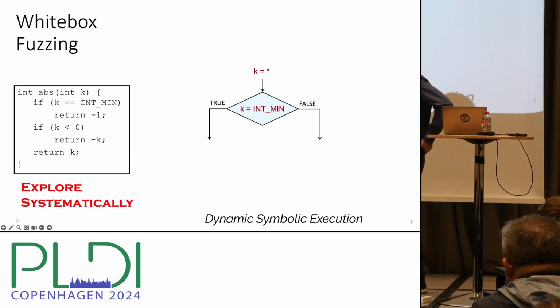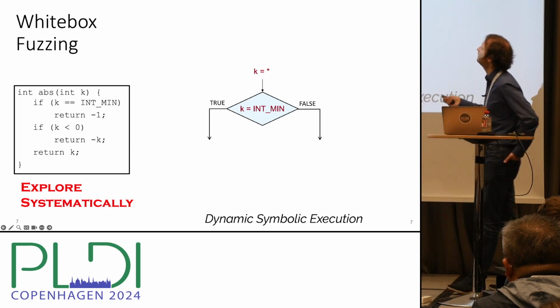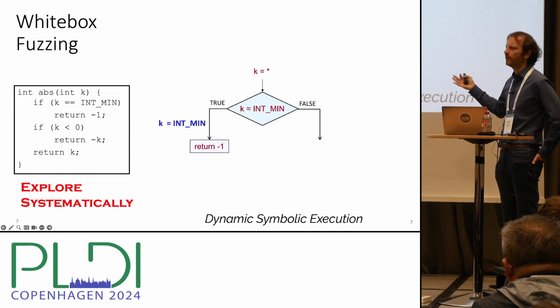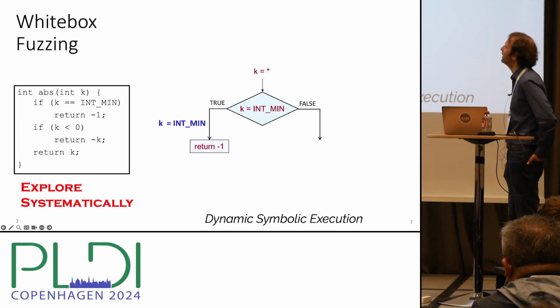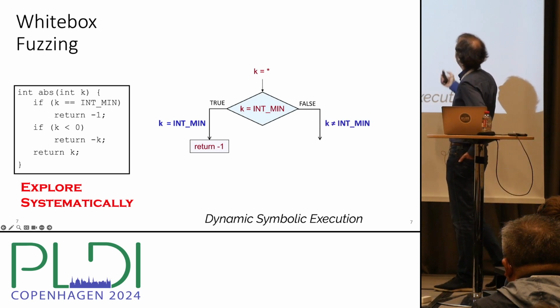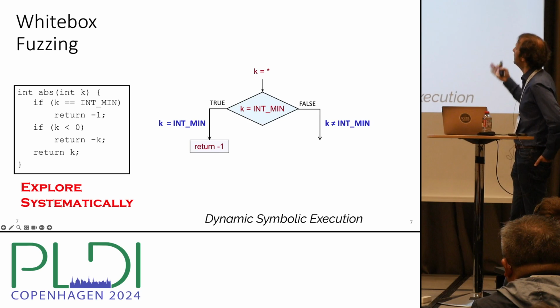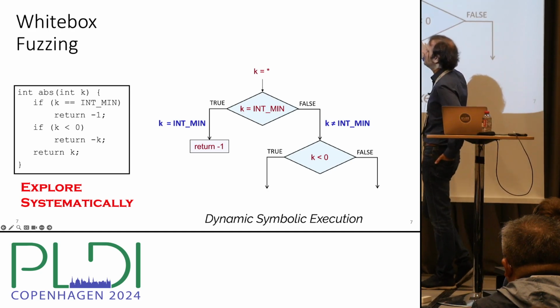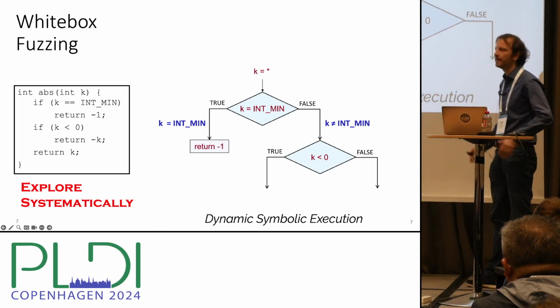So for instance, here on the true path, I'm going to have the constraint that the branch condition is true, so k is in mean, and then I'm going to continue execution in the same way. Here I just return -1 and I'm done. For instance, on the false path, where I have the constraint that the branch condition is false, so k is not in mean, I'm going to continue execution, and I'm reaching this other branch, k is less than 0 again.